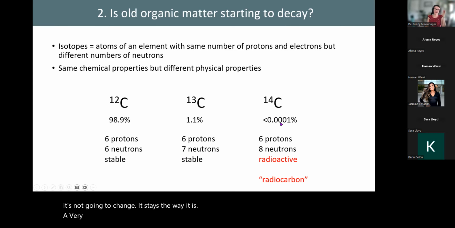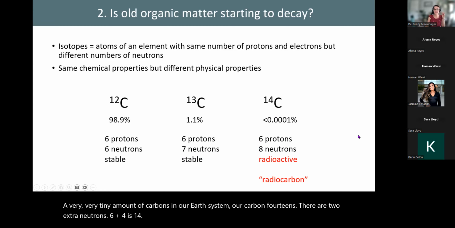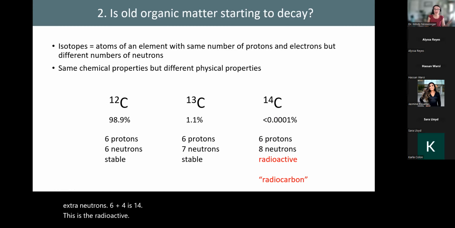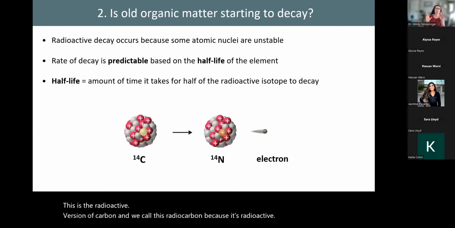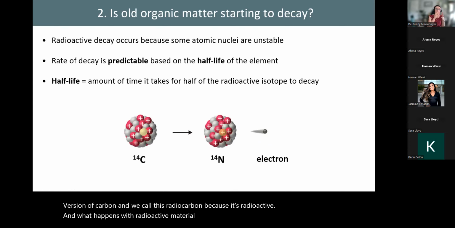A very, very tiny amount of carbons in our Earth system are carbon-14s. There are 2 extra neutrons. 6 plus 8 is 14. This is the radioactive version of carbon, and we call this radiocarbon because it's radioactive. What happens with radioactive material is we get this decay process, and this decay process is occurring because these 2 extra neutrons make that atom's nucleus unstable.